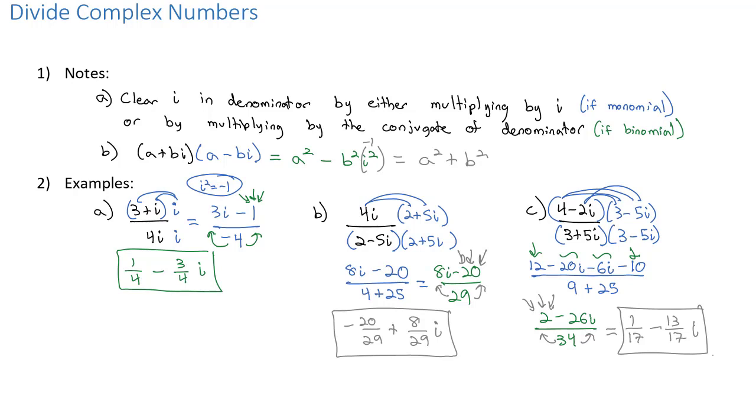So the way we divide complex numbers is we just have to clear the i in the denominator by either multiplying by i for a monomial or multiplying by the conjugate if we have a binomial, and simplify what's left. This same process actually works not just for i's, but also works with radicals, and that's going to be the topic of our next video.